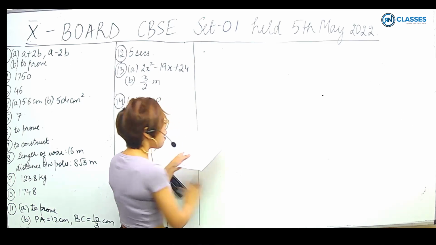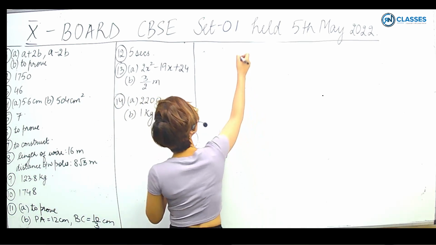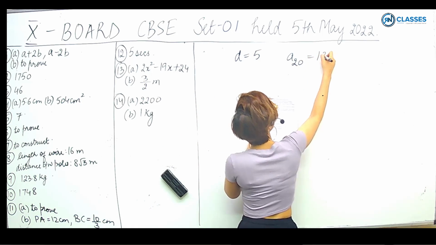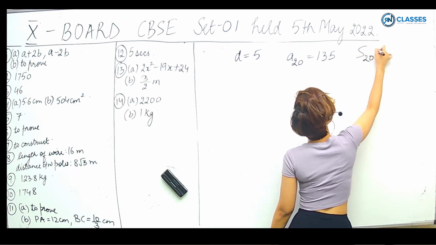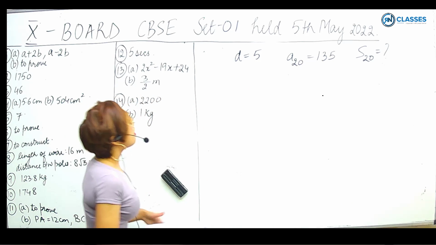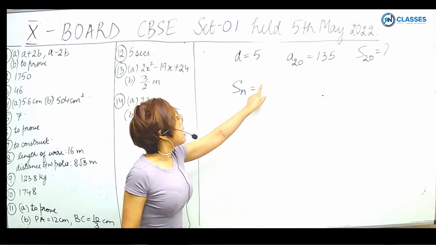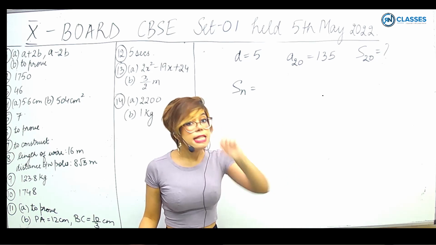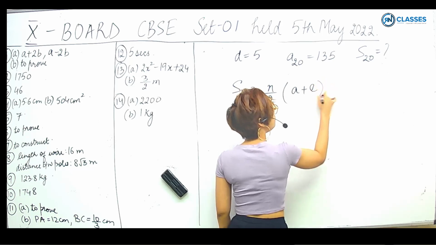Right? He says, find the sum of first 20 terms of an AP in which d is given to be 5 and a20, as in 20th term, is given to be 135. He says sum of first 20, that means I am interested in S20. Alright, now S20. Now I know the formula for Sn, first formula that I know, that is n by 2 into 2a plus n minus 1 into d. The second formula also I know, that is n by 2 into a plus l.